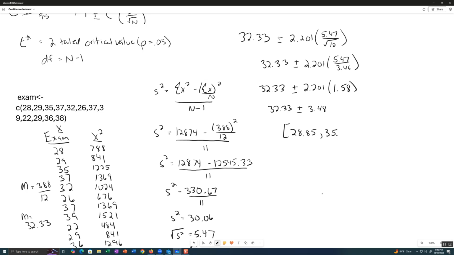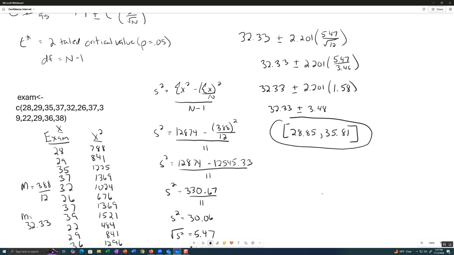It might be off by a little bit of rounding error from the exact, because I rounded it multiple times here, but it's close enough. It's within 1/100th of a point. This is your confidence interval right here. What this says is that there's a 95% chance, probability 0.95, that the true population mean is between 28.85 and 35.81. So we're 95% certain that the actual population mean is between these two values.